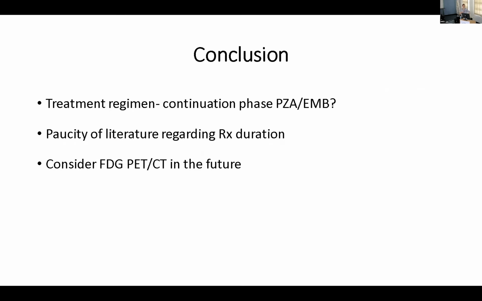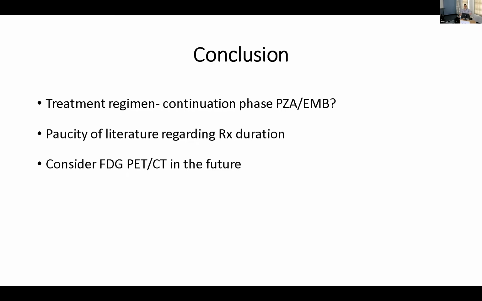And from what I've read from the data, especially from that Fox article, PZA and ethambutol in the continuation phase, I'm not too sure how much added value it will give us. And then we really need more studies with regards to duration of treatment. There's just not enough in the literature.